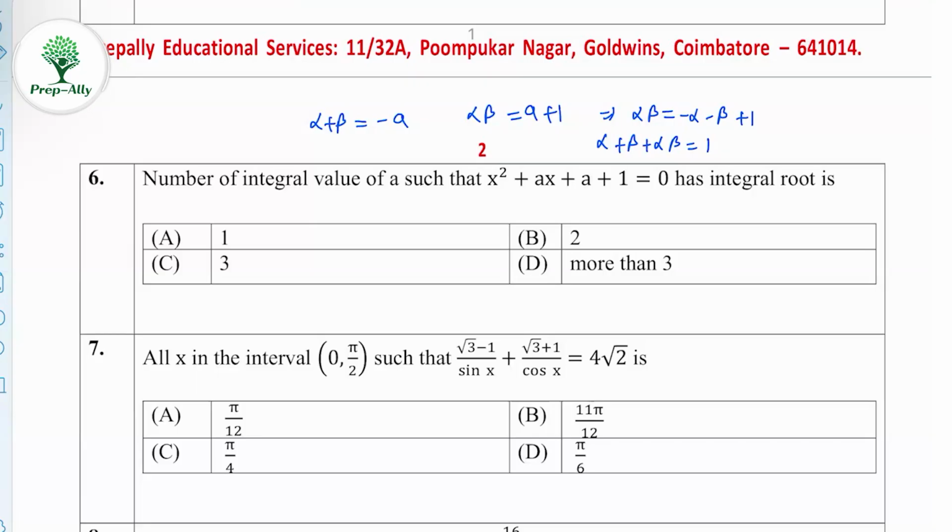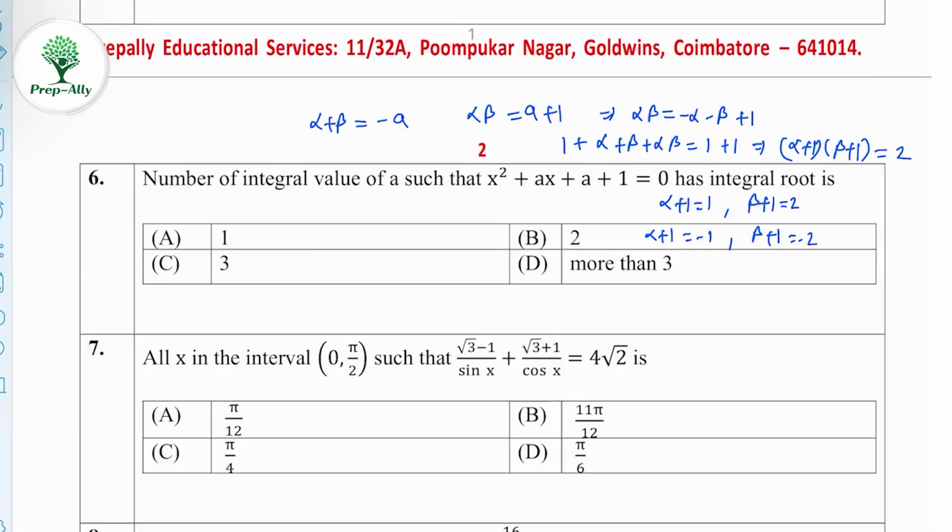Okay. Now if I add 1, what will you get? Alpha plus 1 into beta plus 1 is equal to 2. So now just calculate the possibilities. Alpha plus 1 times beta plus 1 is 2, means either alpha plus 1 is 1 and beta plus 1 is 2, or alpha plus 1 is minus 1 and beta plus 1 is minus 2. Okay, these two possibilities are there. In the same way, or alpha plus 1 is 2, beta plus 1 is 1, and so on.